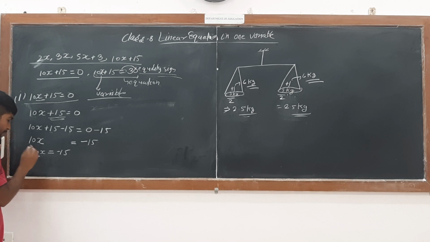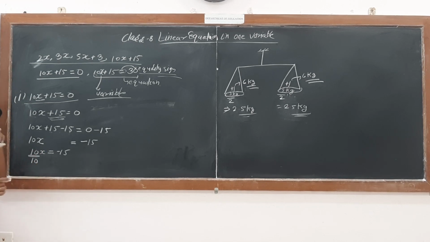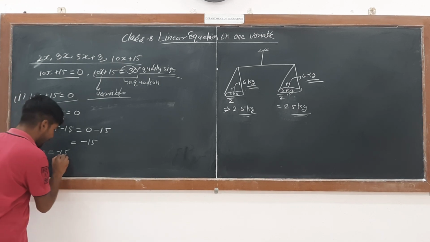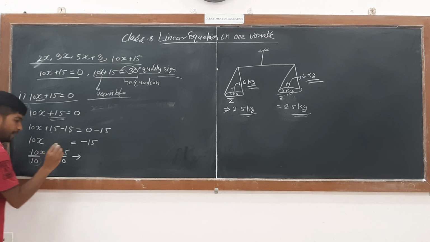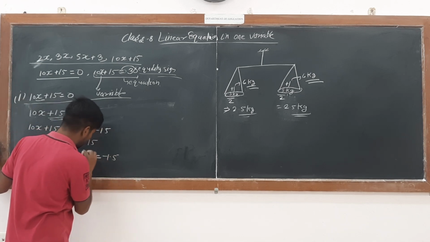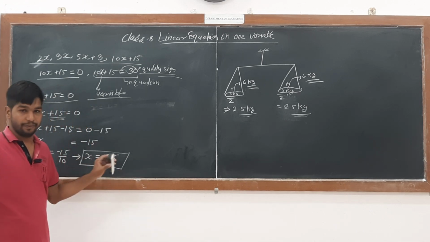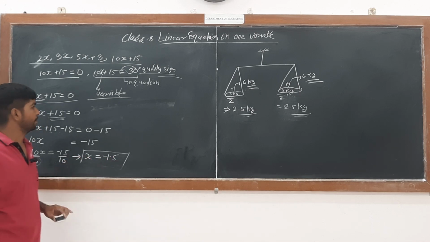As I know, if it is multiplied, then I divide. 10 divided by 10 gives me 1, and 1 into x will be x, so I will remain with only x. But if I divide the left side by 10, to make it equal I have to divide this side by 10 as well. So x will be equal to minus 15 divided by 10, which gives me minus 1.5. So now we got the value of x, that is minus 1.5.